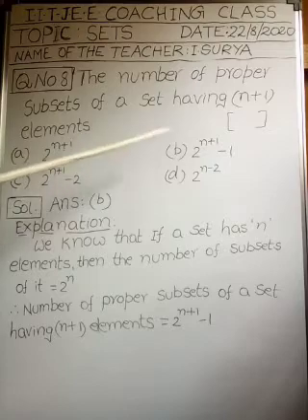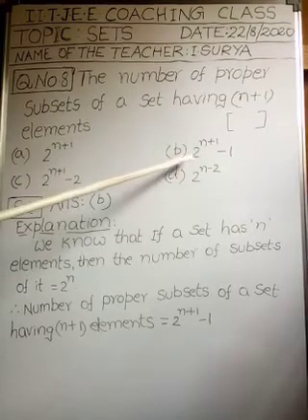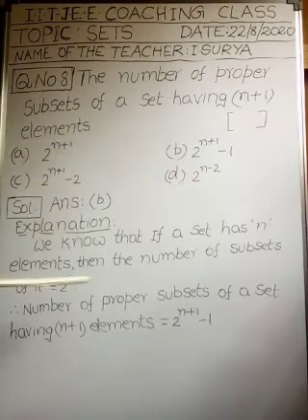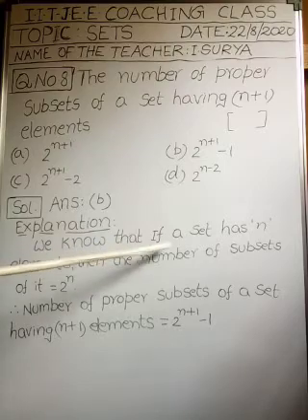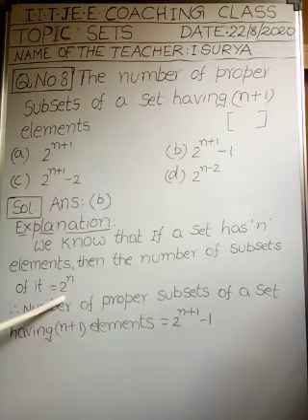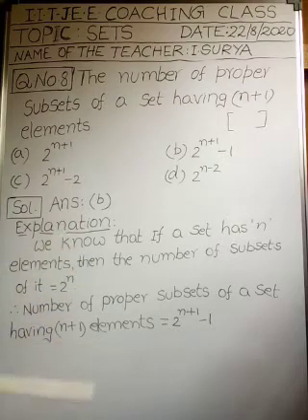Okay, my dear children. Out of all these four options, second option is correct. That is 2 power n plus 1 minus 1. Let us see the explanation part. We know that if a set has n elements, then the number of subsets of it is equal to 2 power n. Do you remember this formula, my dear children? Yes. Now come to the point, proper subsets. The set itself is not considered as a subset. The remaining subsets are considered as proper subsets, except that set itself we should not consider as a proper subset.